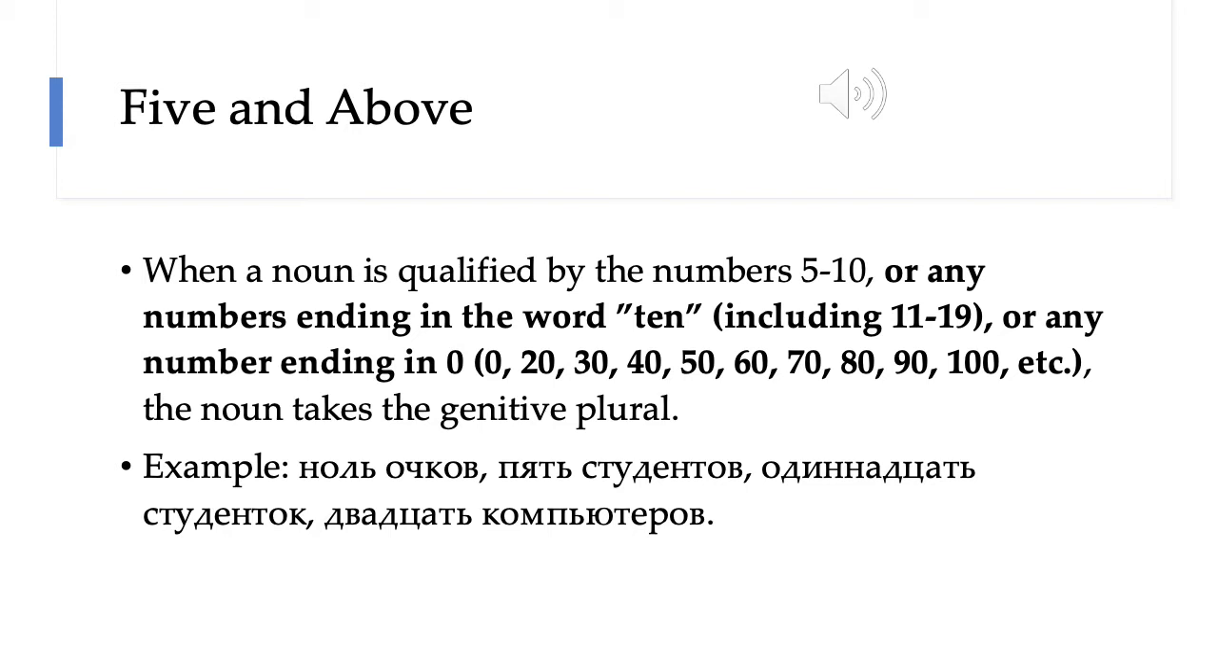So examples would be 0 очков, 0 points, 5 студентов, 5 male students, 11 студенток, 11 female students, 20 компьютеров, 20 computers.